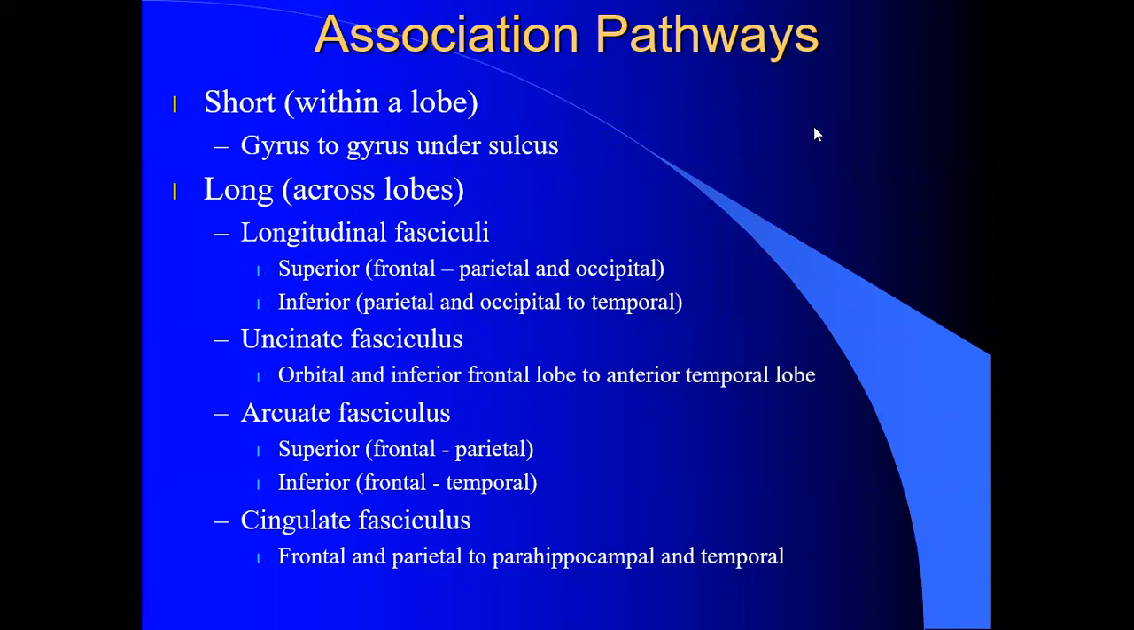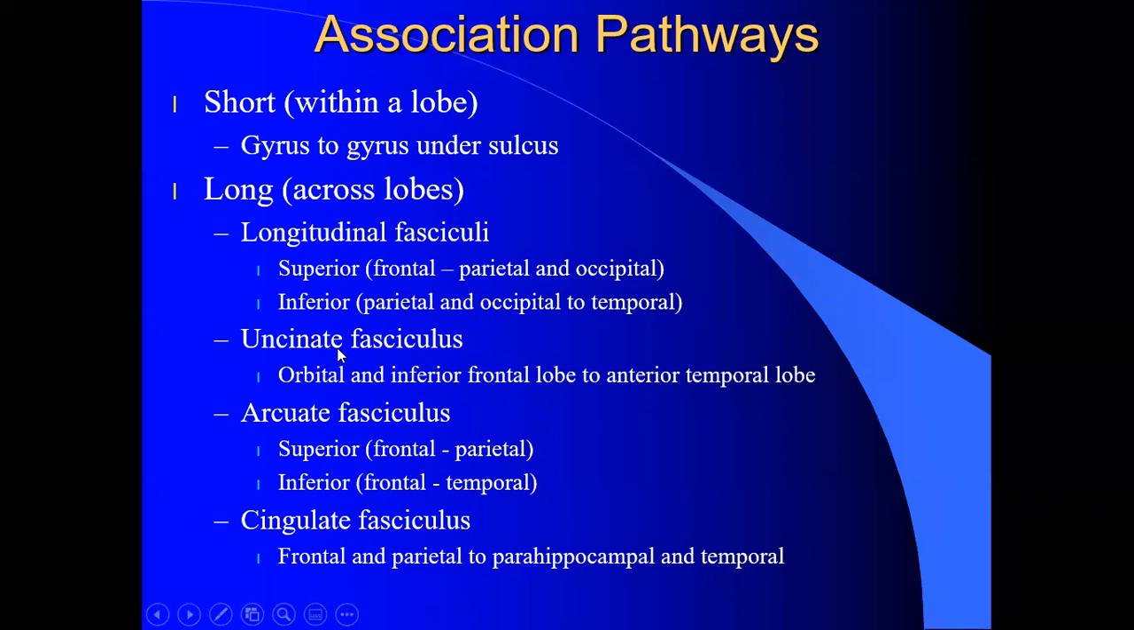We're going to look at, first of all, association pathways. You have short association pathways. They go right under the sulcus, so short to short. Then you have longer ones that go from one lobe to the next. The superior longitudinal fasciculus runs between the frontal and parietal lobe, frontal occipital lobe. Inferior longitudinal fasciculus between the parietal and occipital to temporal.